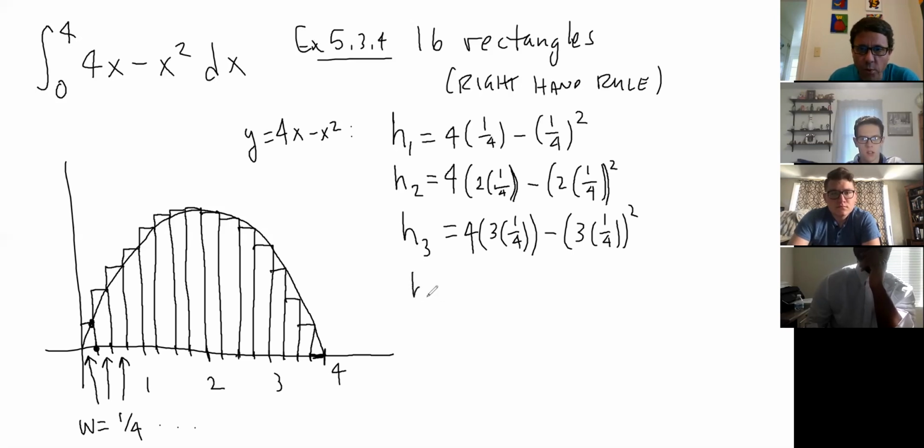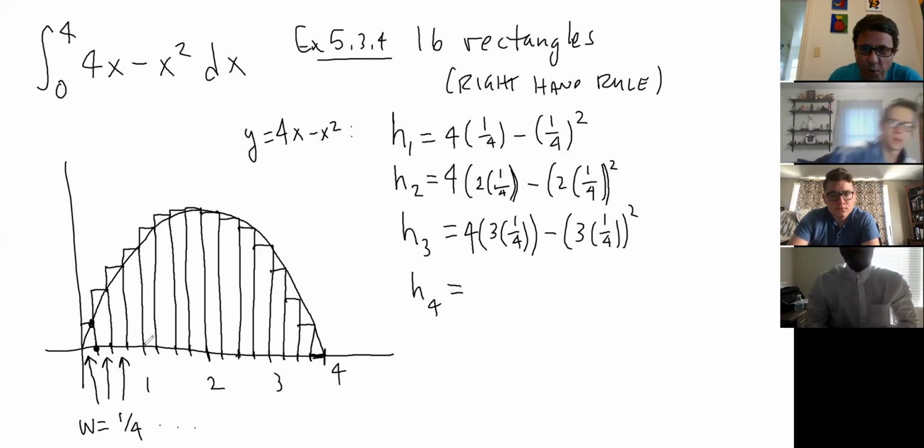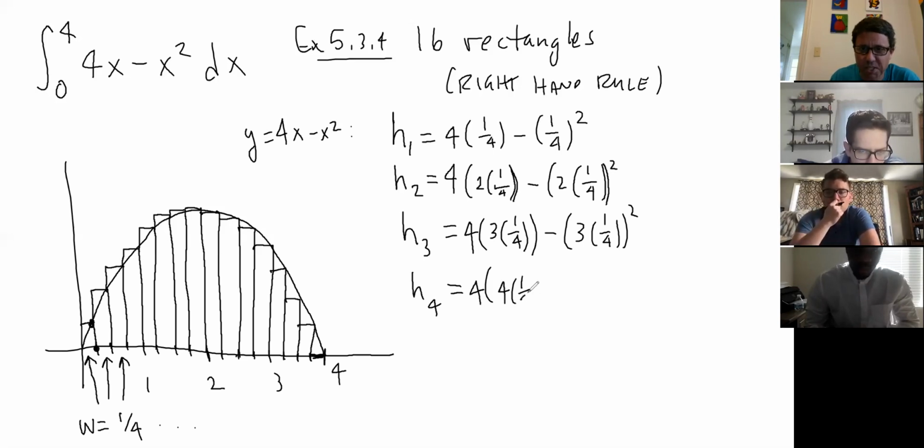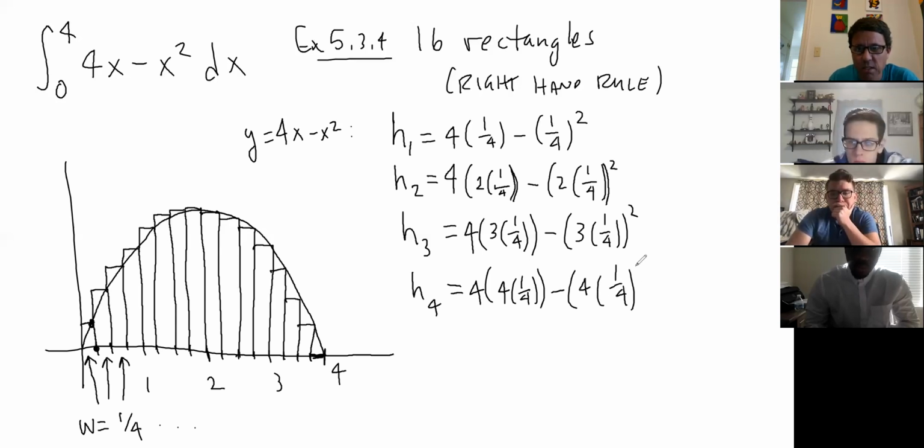The fourth one, well, nice thing about the fourth one is we're at 1. So we go 1, 2, 3, we're at the 4th right-hand point. We can plug in 1. But I'm not going to plug in 1. I'm going to plug in 4/4 just to keep the pattern going. Hopefully you can see the pattern.